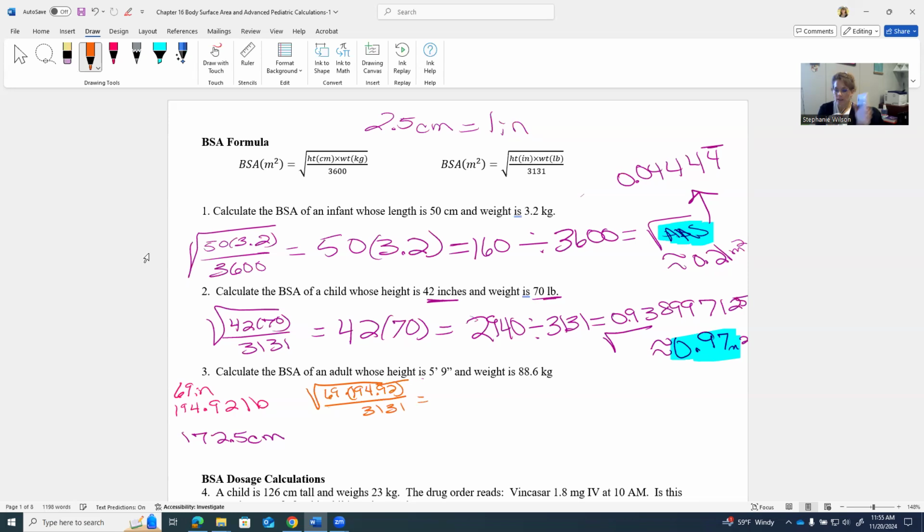So again, on your calculator, 69 times 194.92. Make sure you cleared it out real good before we start. Press equal. So after I press equal, I'm going to press divide 31. Press equal and hit the square root button. So when I did that, I'm rounding to the nearest hundredths. I'll put approximately 2.07 meters squared. Now let's do our other one.